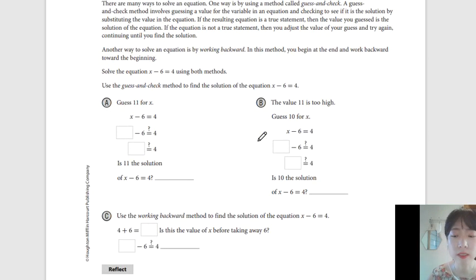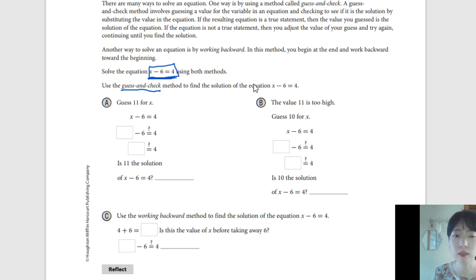Guess and check is obviously you're guessing until you get it right, and working backward means when you think backward, the opposite way, you're gonna solve for the variable using the opposite operations. So let's look at our first example. x minus 6 is equal to 4. That is an equation, right? We're gonna solve this equation using both methods.